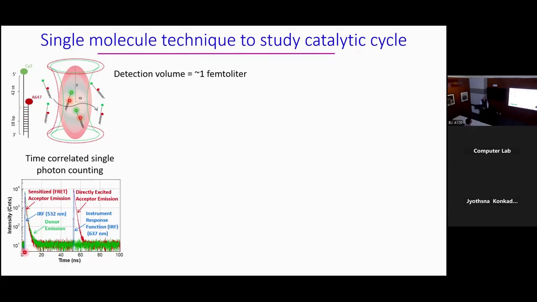And then this is time correlated single photon counting. So there's photon detectors measuring at the nanosecond, even below nanosecond level, so we can look at the lifetime of the fluorescence. That's what this decay is shown here.